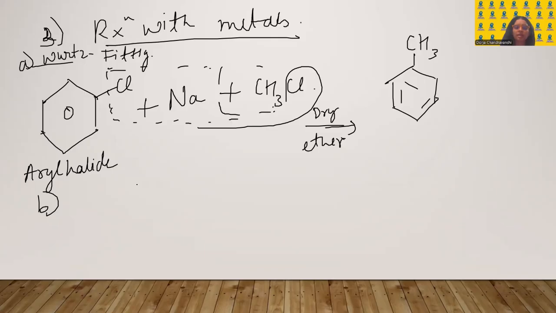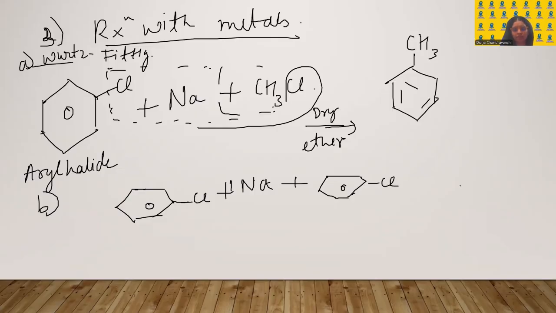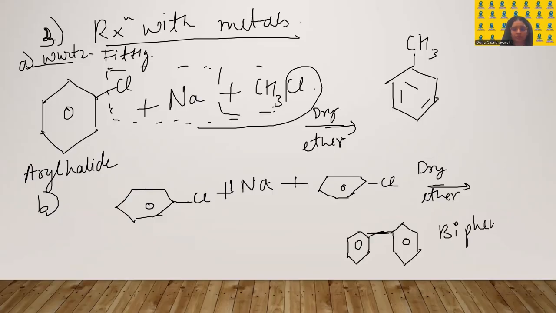If I'm taking two aryl halides, suppose I am taking two aryl halides, then I will be getting a biphenyl. It can also be called as a diphenyl. So in dry ether, the formation of biphenyl.